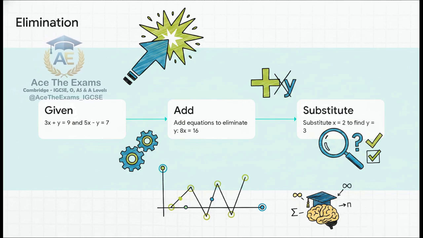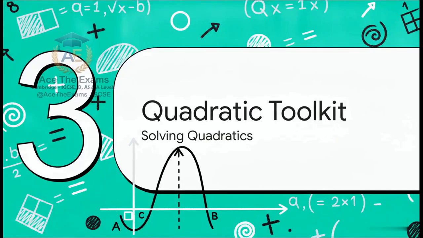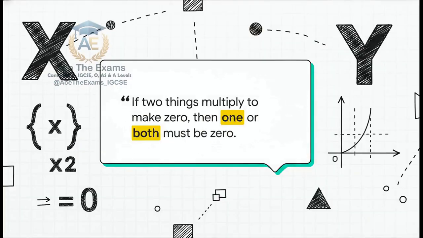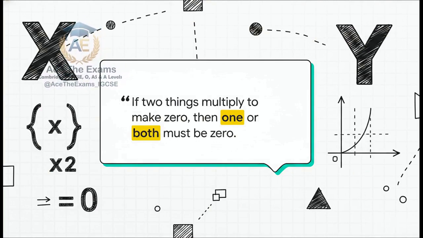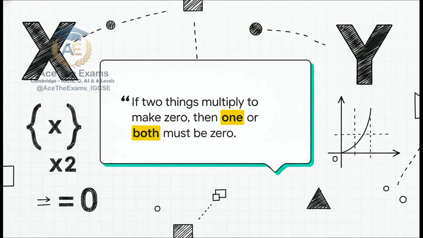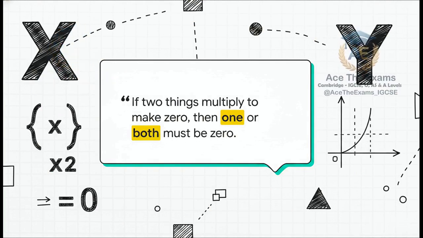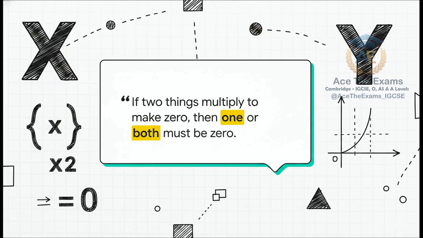Section 3, the Quadratic Toolkit. Let's step up our game and explore how to handle quadratics. This core mathematical law is the exact reason why factorizing a quadratic equation actually works. Let's say you have x squared minus 3x minus 10 equals 0. I really want to let this sink in for a moment. It's called the zero product property.